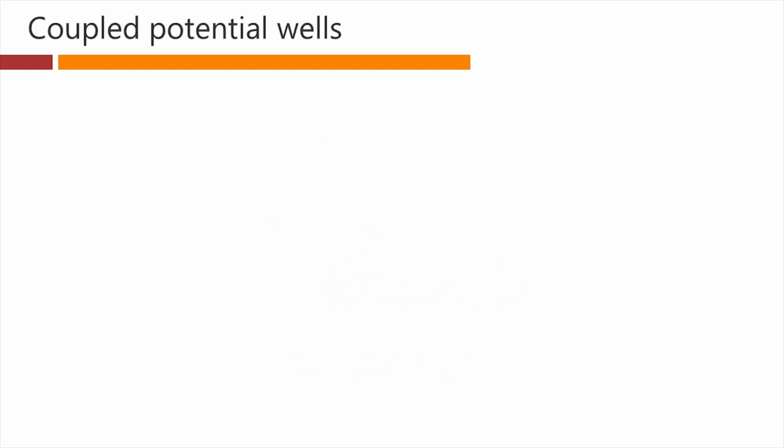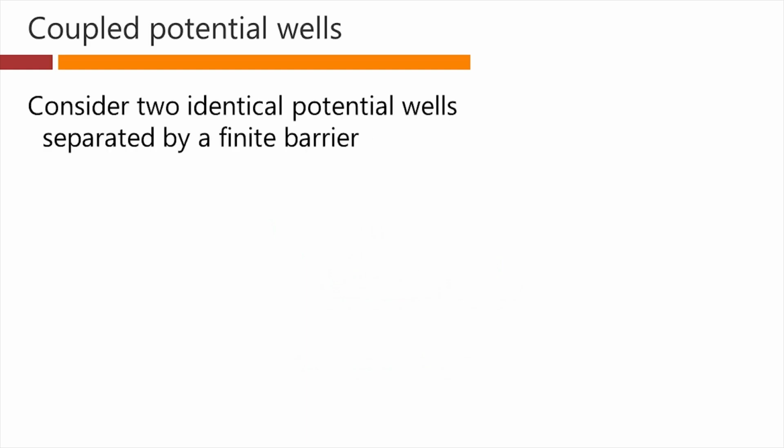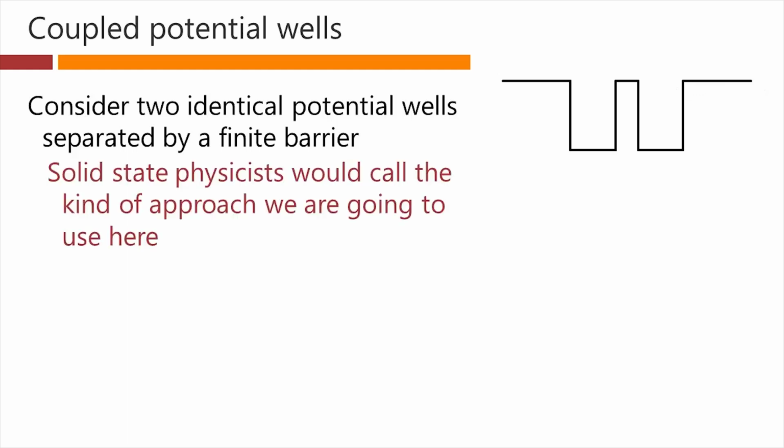So we're formally going to set up a problem of coupled potential wells. We're going to consider two identical potential wells separated by some finite barrier. So here we have them. Here's one potential well here. Here's another potential well, and here's the barrier in between. And we presume that these barriers on either side go on forever. Solid-state physicists would call the kind of approach we're going to use here tight binding, a tight binding calculation.